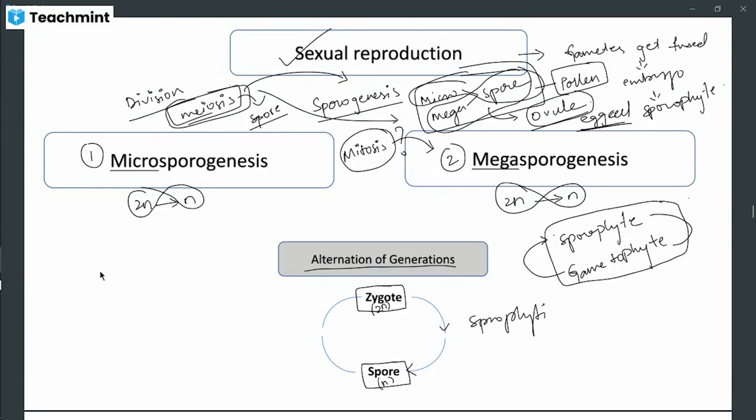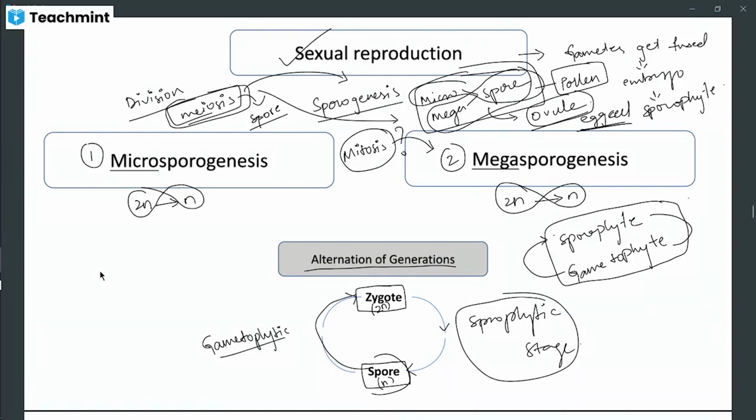And from the spore, going again to the formation of zygote, we generally call it the gametophytic stage. And alternation between these two different types of stages is known as alternation of generations. Okay, hope you understood. So if from the diploid stage we enter into the haploid stage, it completes one sporophytic stage, and from the haploid stage to zygote, it completes the gametophytic stage. The questions will be in the form like that.